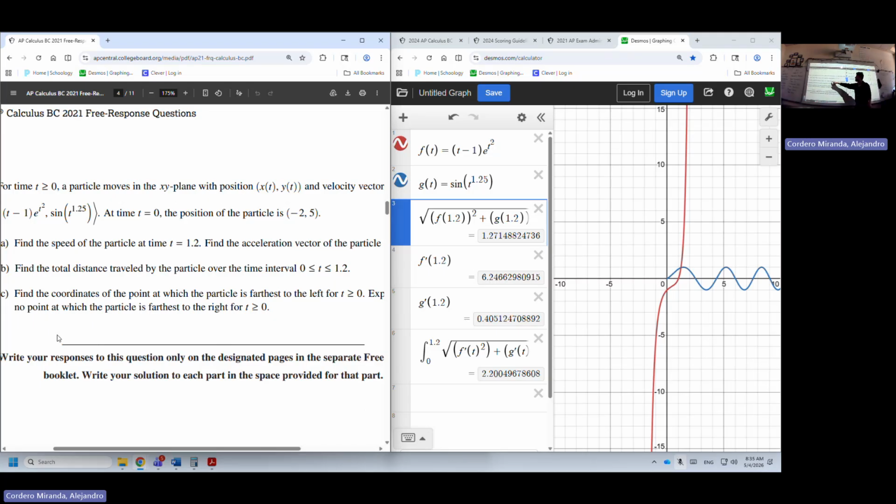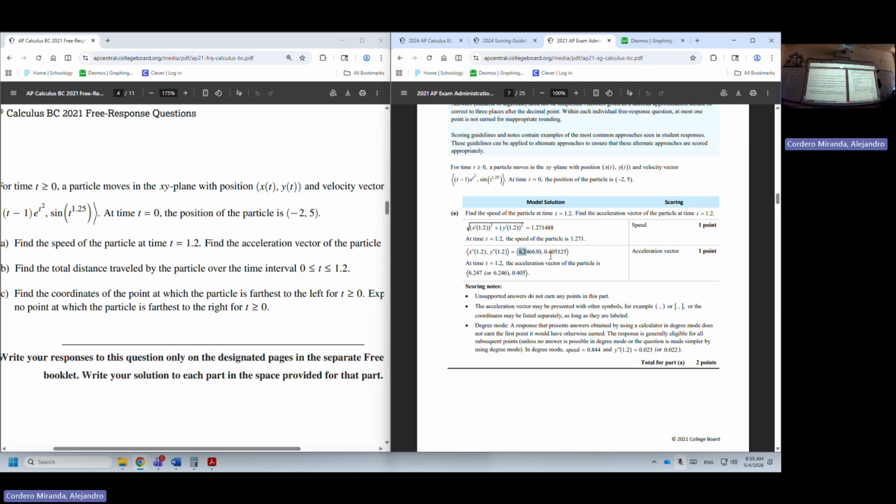But for the acceleration, it says find the acceleration vector, so it's a hint that your answer should be a vector, meaning, oh yeah, just take the derivative of this and put a 1.2 in, which I had Desmos do. The derivative of the x part is 6.24. The derivative of the y part is 0.405. So your answer for the vector would be 6.24 comma 0.405. That's your acceleration vector.